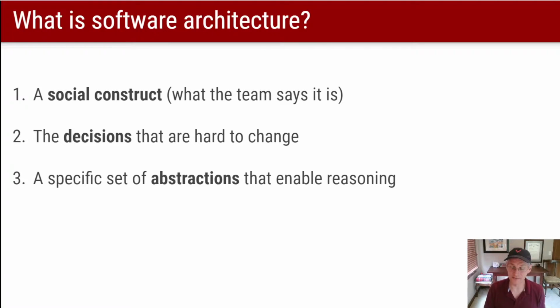The second view of this is that software architecture is a bunch of decisions. And of course, we know we make decisions in projects. And if you group decisions into easy to change and hard to change, the architecture decisions are the hard to change decisions. And then the third view, the one that I'm most connected with, that I think works the best, is that actually software architecture is a specific set of abstractions that let us reason through software, and that these are reasonably universal abstractions.